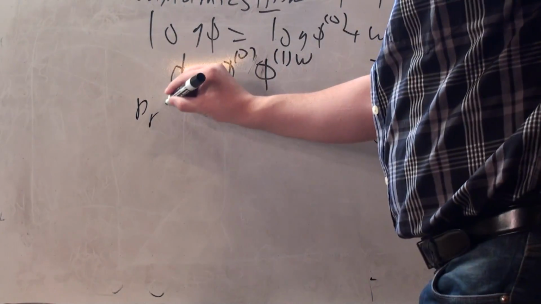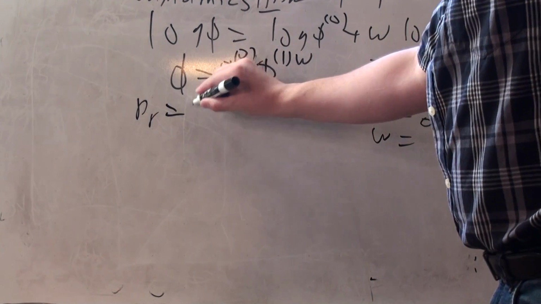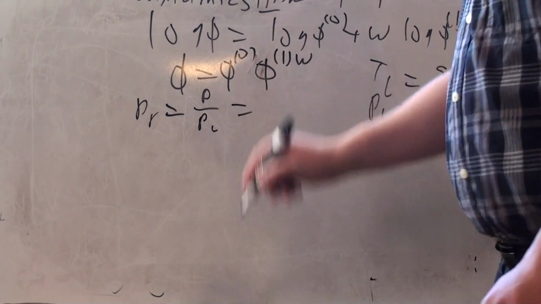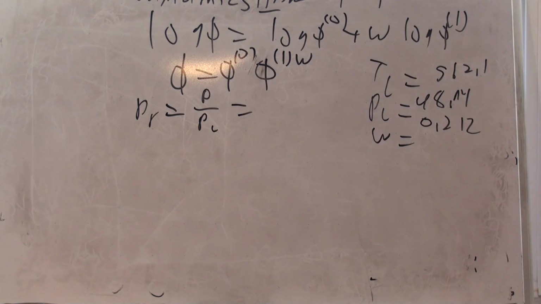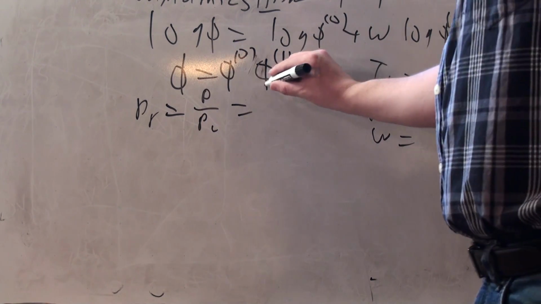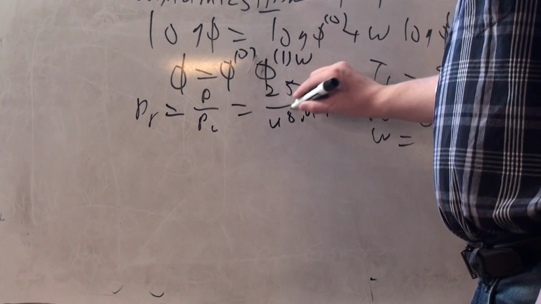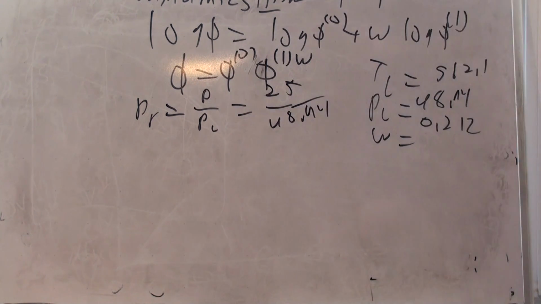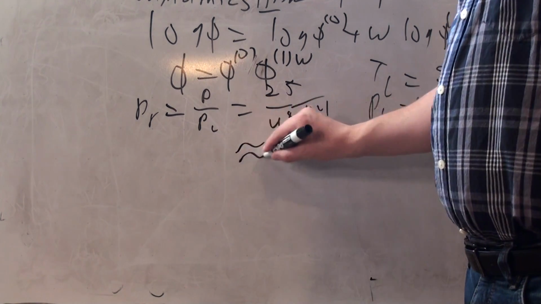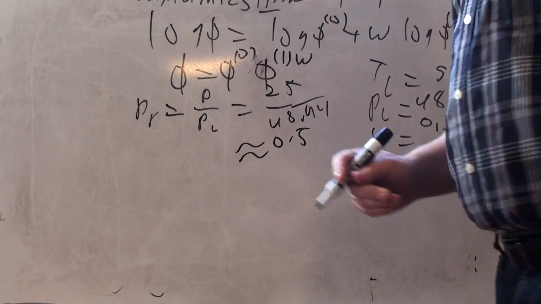So P reduced is equal to P over Pc. In this case, what is it? I have 25 bar as my pressure, so 25 divided by 48.94. Well, that's about 0.5, but I'm betting I want you to be more accurate than that. I don't have a calculator, so we're going to estimate it to be 0.5, but don't do that on your homework.